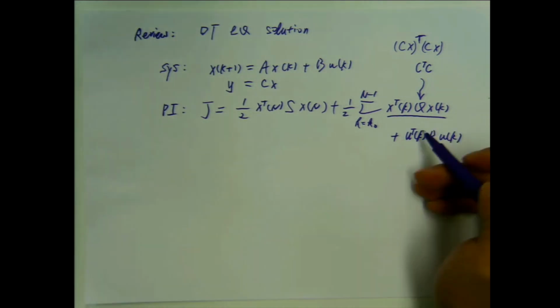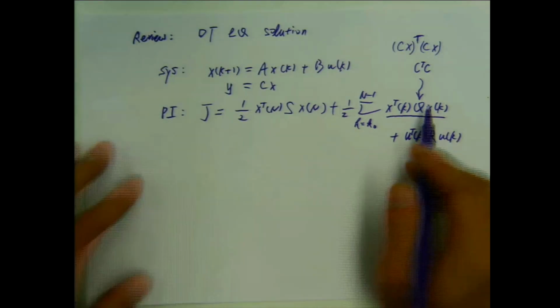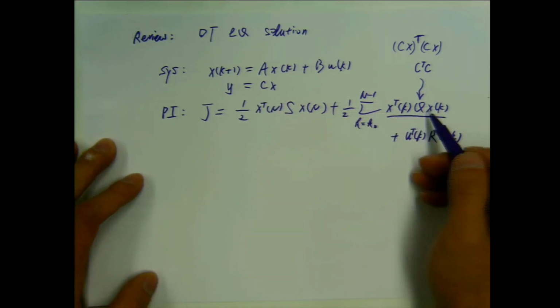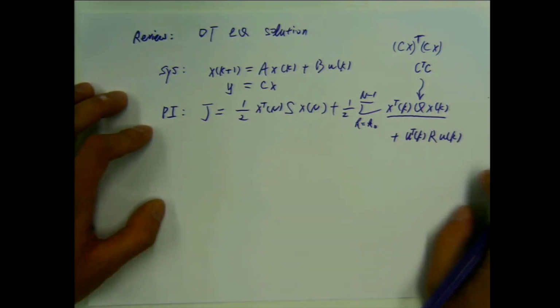A student asked whether we can select this Q different from the system matrix as well, if we want to minimize something else. That's totally feasible as well.